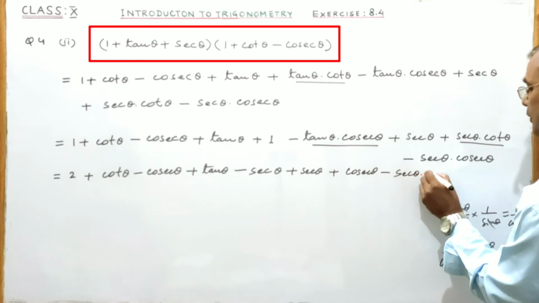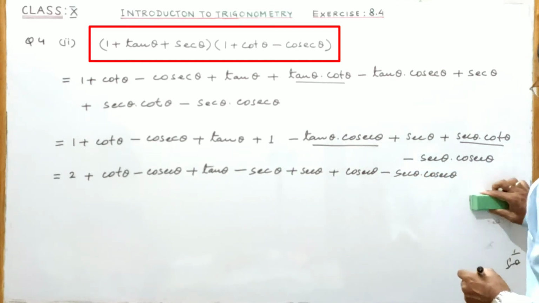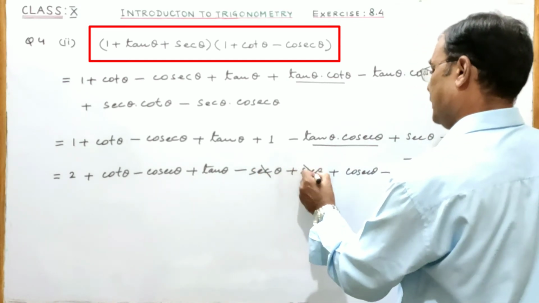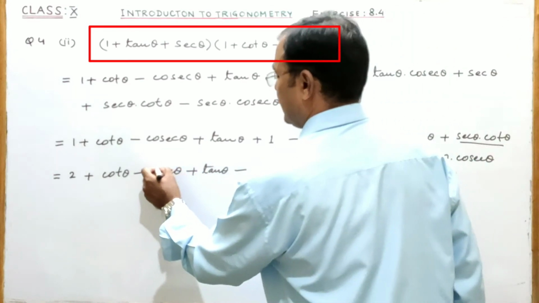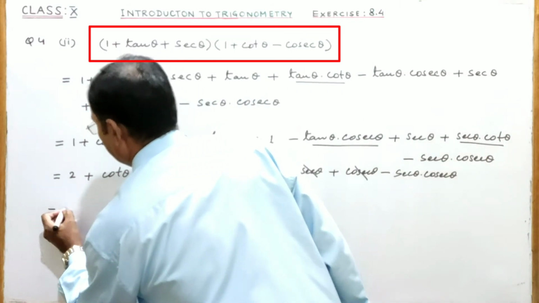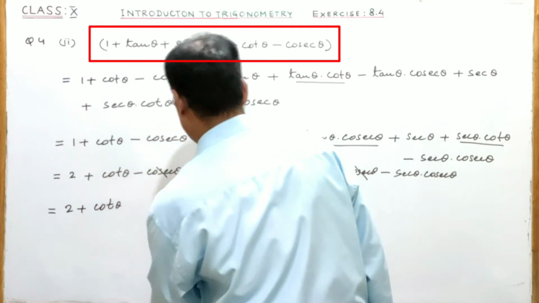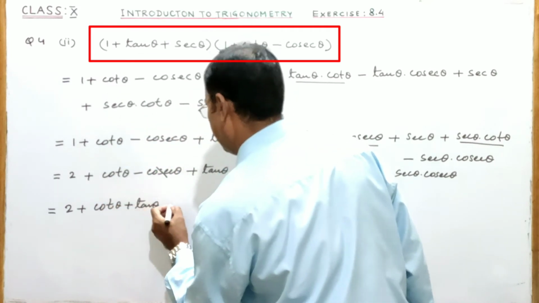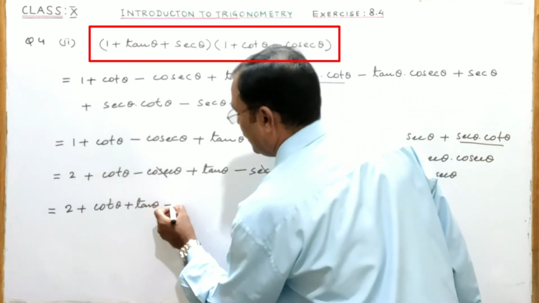Sec theta into cosec theta. This minus sec theta plus sec theta cancelled, plus cosec theta minus cosec theta cancelled. So this is equal to 2 plus cot theta plus tan theta minus sec theta into cosec theta.